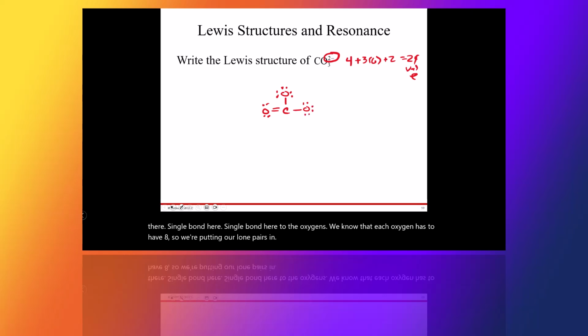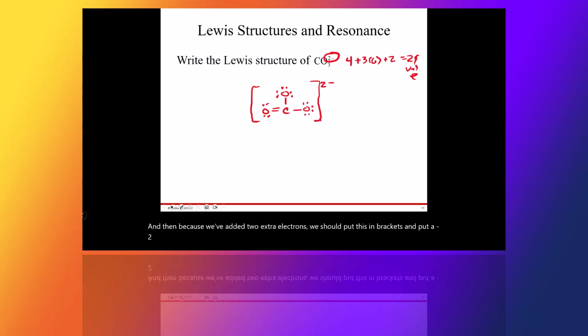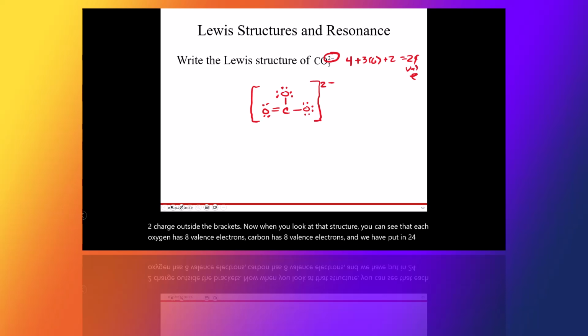And then because we've added 2 extra electrons, we should put this in brackets and put a -2 charge outside the brackets. Now, when you look at that structure, you can see that each oxygen has 8 valence electrons. Carbon has 8 valence electrons, and we have put in 24 electrons, 8 around each one of these oxygens.